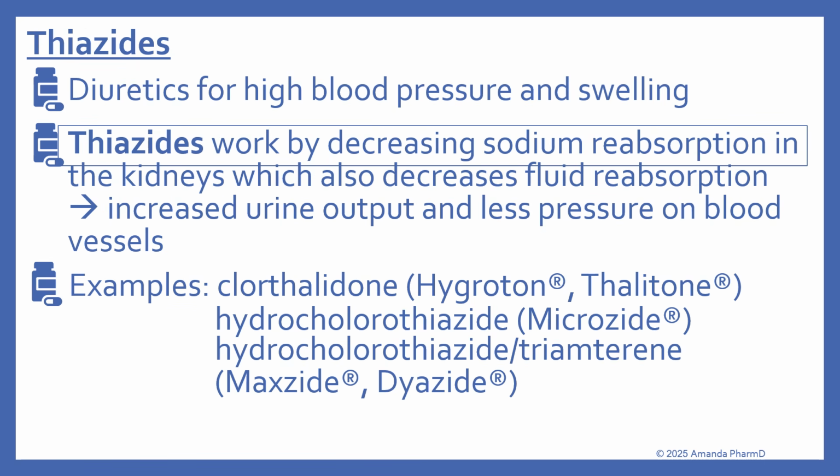Next are the thiazides. The thiazides are diuretics for high blood pressure and swelling. Thiazides work by decreasing the sodium reabsorption in the kidneys, which also decreases the fluid reabsorption. So this leads to an increased urine output and less pressure on blood vessels. Some examples of thiazides include chlorthalidone, brand name is Hygroton or Thalatone, hydrochlorothiazide, brand name is Microzide, and hydrochlorothiazide with triamterene, brand name is Maxide or Diazide.